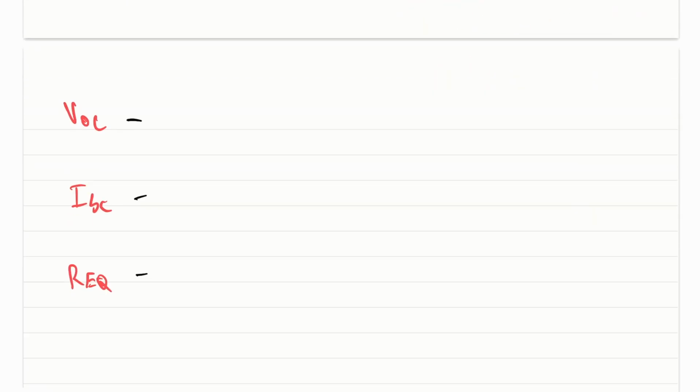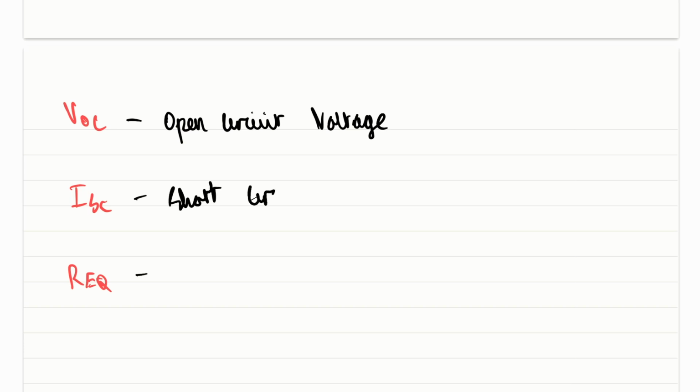The key terms that you need to know and calculate are the open circuit voltage, the short circuit current, and the equivalent resistor.